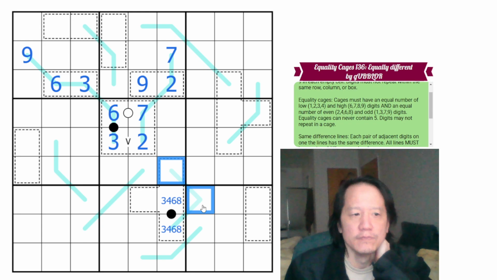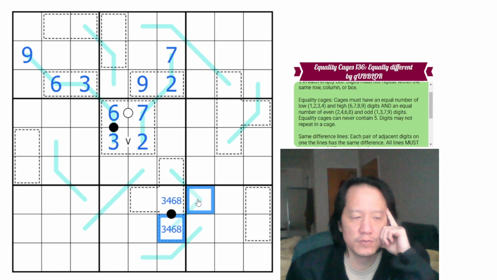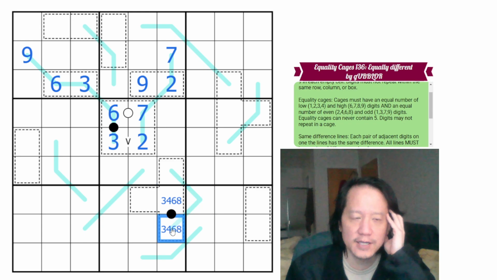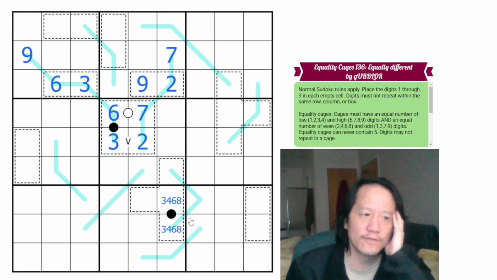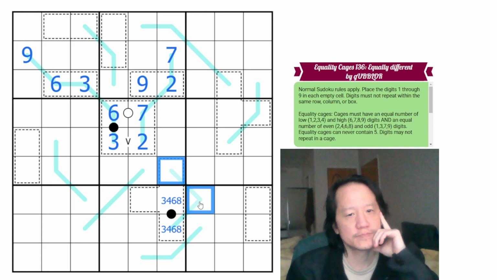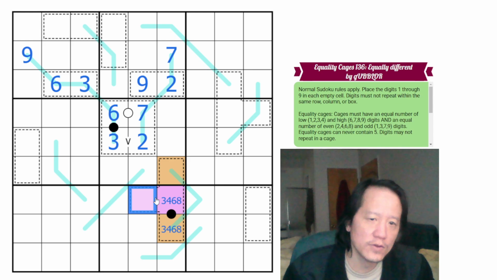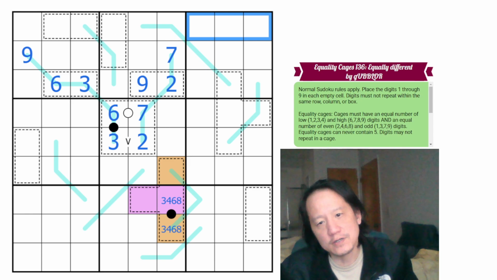Well, it can't be 8. But whatever the difference is between these two, that same difference has to be here, right? And it cannot be 0, because then these two digits would be the same, which would break Sudoku rules. So therefore, this has to be 2 times some other digit, right? So therefore, these are the same polarity. We're not sure which one those are. And therefore, these must be the same polarity. Interesting. What else can we figure out? Where is 9? 9 has to be one of these 3 cells.